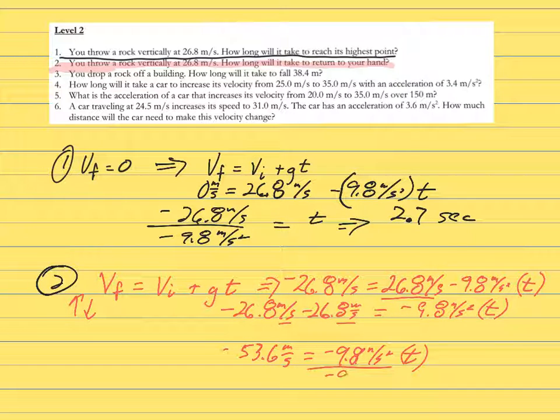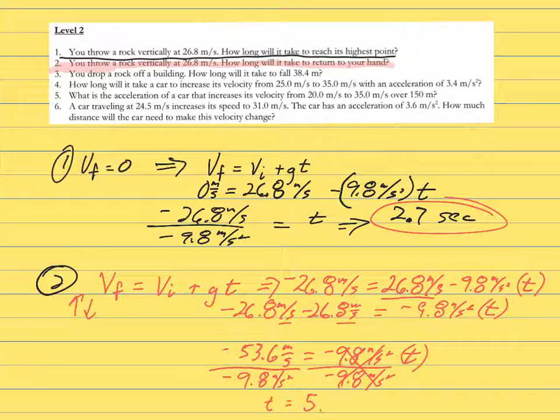And let's divide both sides by negative 9.8. Bye-bye to one side, hello to the other. And t equals, after all that, it should be double this, right? What goes up comes down, same. But with my rounding, it comes out to be 5.5 instead of 5.4 because of some rounding.